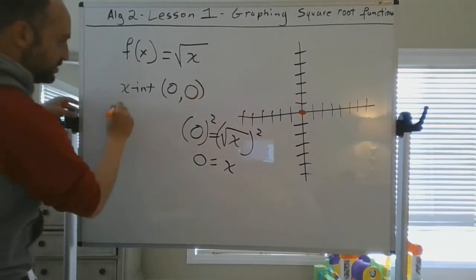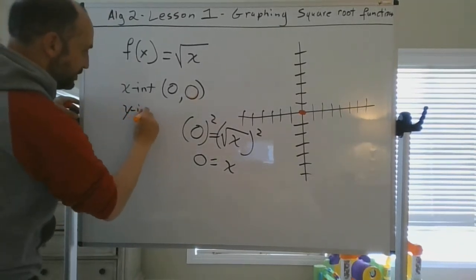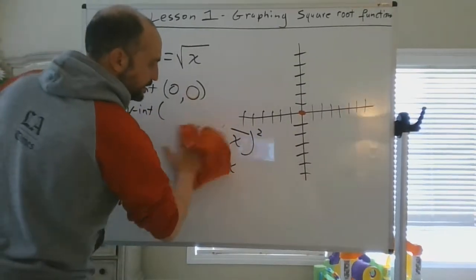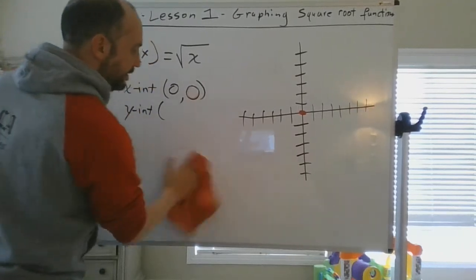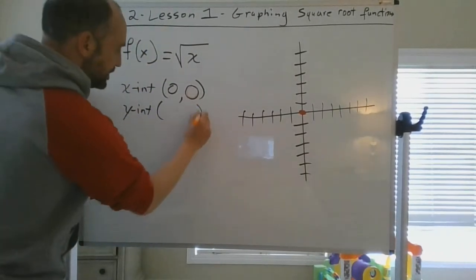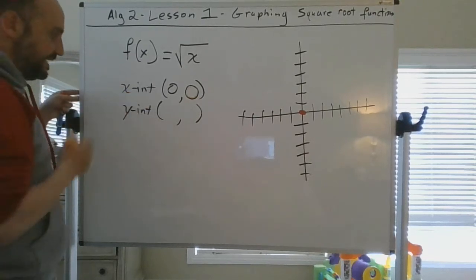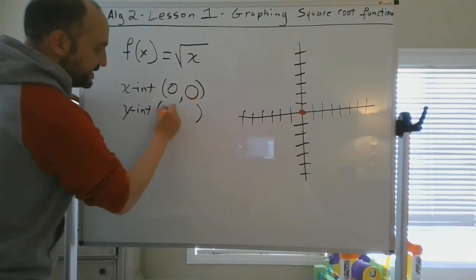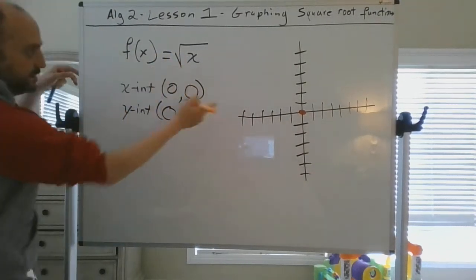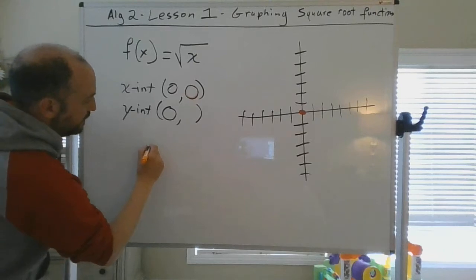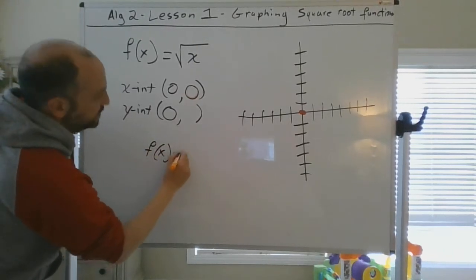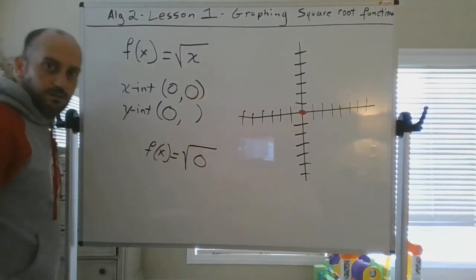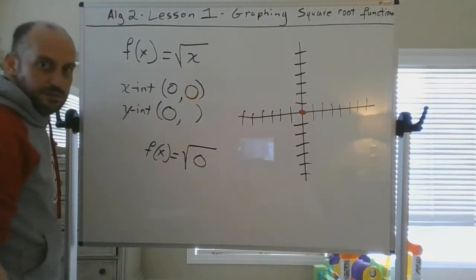Okay, so now I'm going to try the y-intercept. I'm going to erase this part if you haven't copied that down already. For the y-intercept, much like the x-intercept, this time, instead of y being 0, we're going to set x equal to 0. So let's bring that down here, except this time we're making x equal 0. So f of x equals the square root of 0. The x is 0.